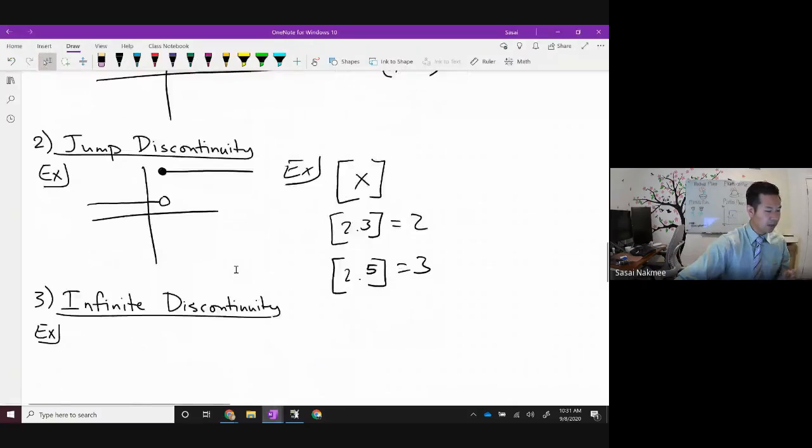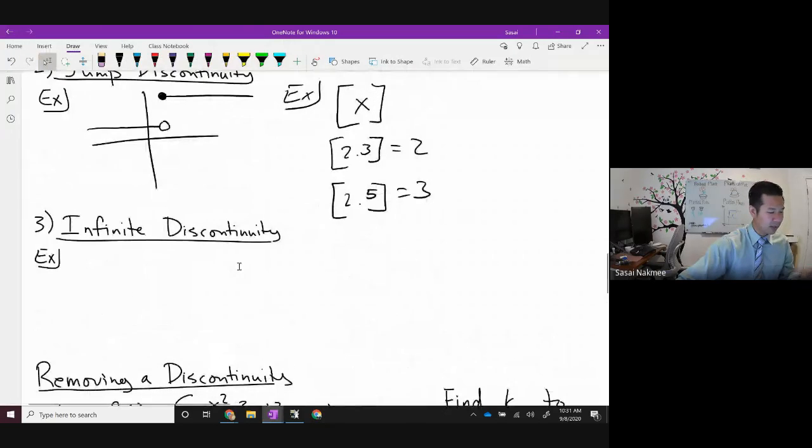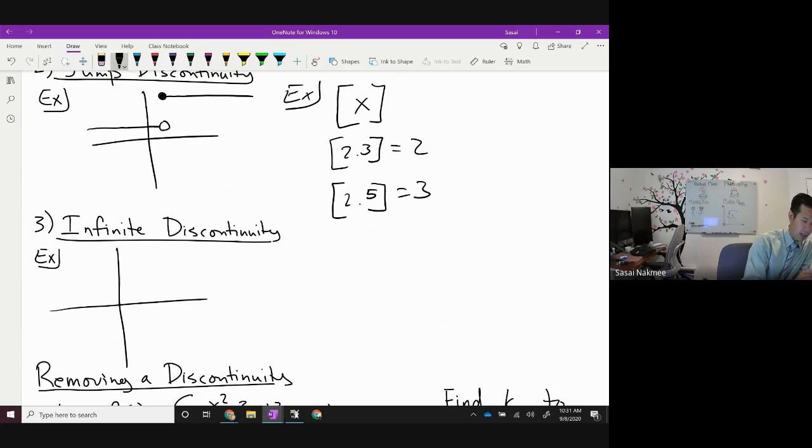That's the jump discontinuity. And the third one is the infinite discontinuity. Infinite discontinuity is when your function goes off towards infinity. So if I have something like this, I have a function on the left-hand side going off towards infinity, and I have a function coming from the right-hand side that also goes off towards infinity. And you can also have it go towards negative infinity as well, right? It doesn't matter if it goes off towards positive or negative infinity. It's just going off forever, right?